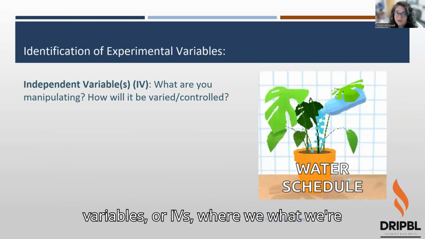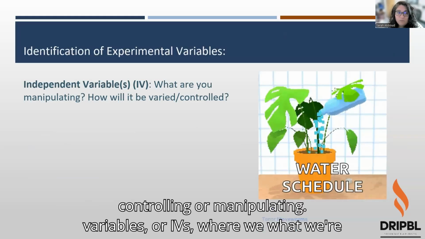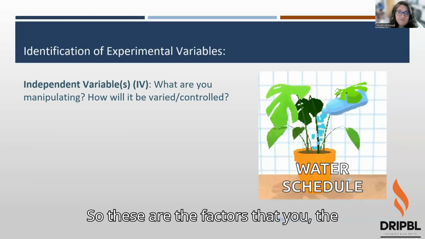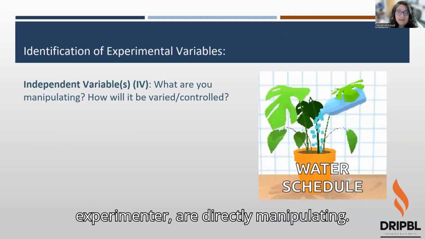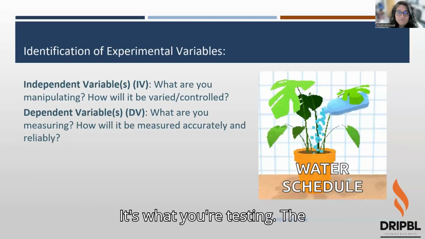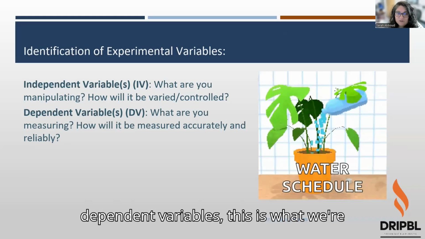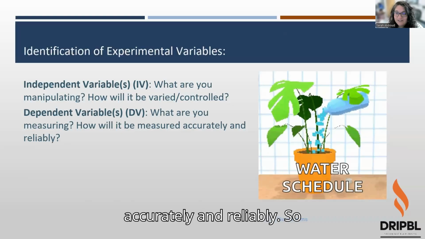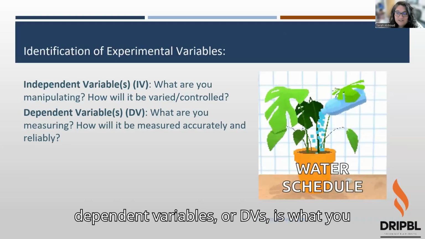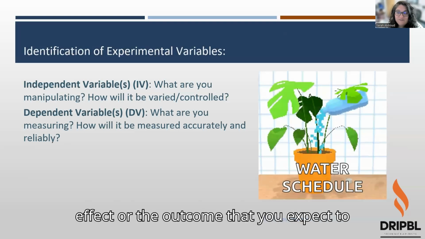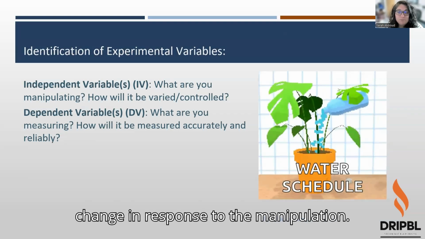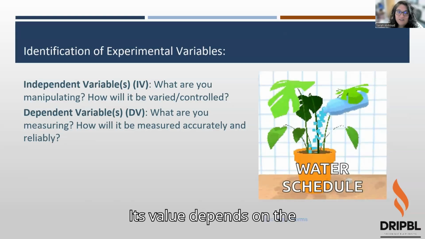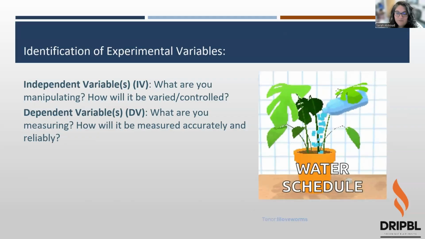First, we have independent variables, or IVs, what we're controlling or manipulating. So these are the factors that you, the experimenter, are directly manipulating. It's what you're testing. The dependent variables, this is what we're measuring, and how it will be measured accurately and reliably. So dependent variables, or DVs, are what you measure in the experiment. It's the effect or the outcome that you expect to change in response to the manipulation. Its value depends on the independent variable, the IV.